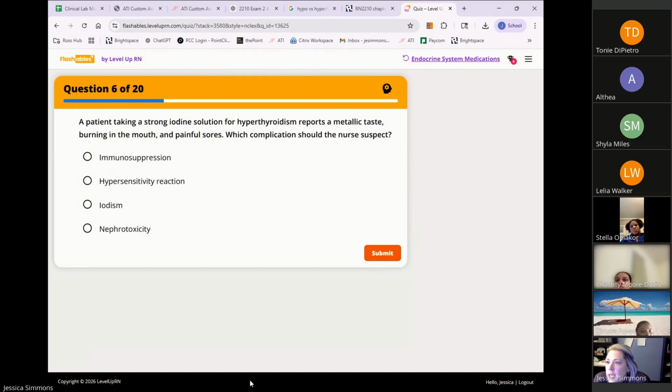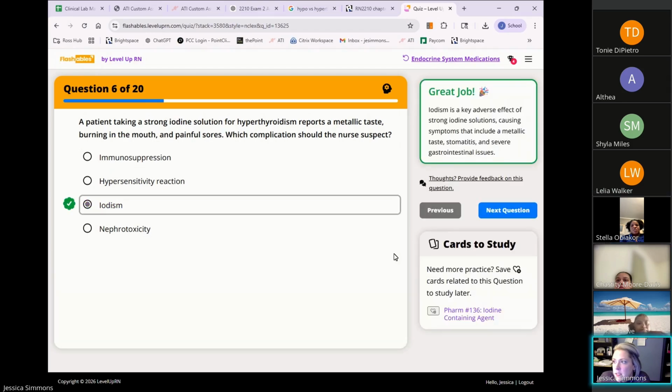A patient taking a strong iodine solution for hyperthyroidism reports a metallic taste, burning in the mouth, and painful sores. Which complication should the nurse suspect? This is a really good question. I think it's A, iodism. I agree. These are the symptoms of iodine toxicity.